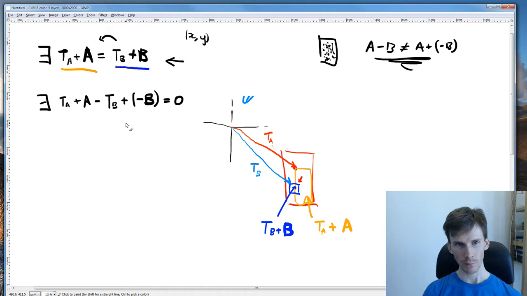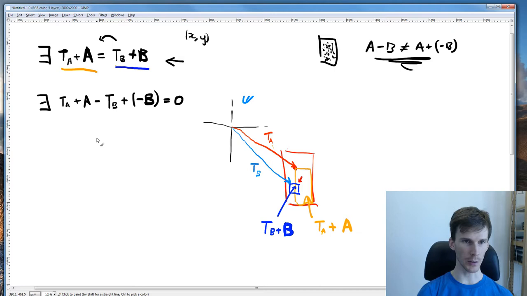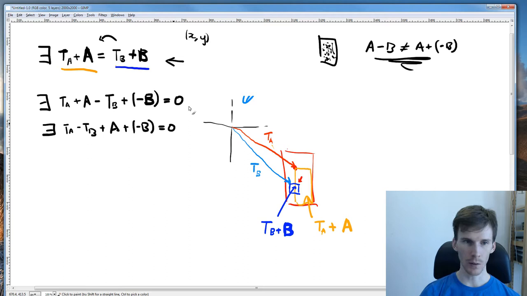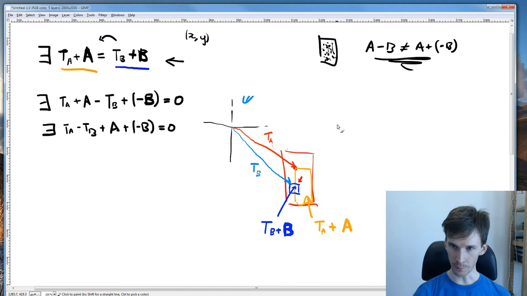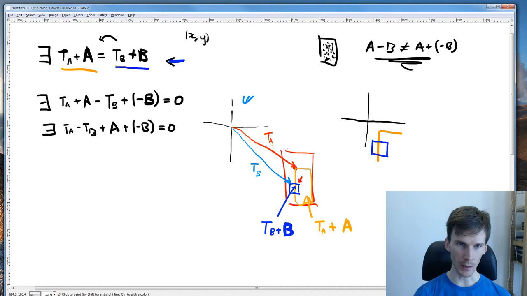And what this converts to, you can arrange it like so: TA minus TB plus A plus minus B, or inverse B, equals zero. And so what this is saying, let's stay on this layer, is, let's zoom in and say we have a shape here. I'll keep using our colors. We have a shape here and a shape here. What this first one is saying is that there exists some point in both of these that's the same.